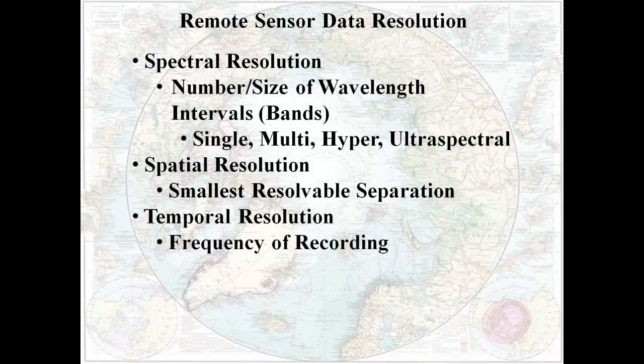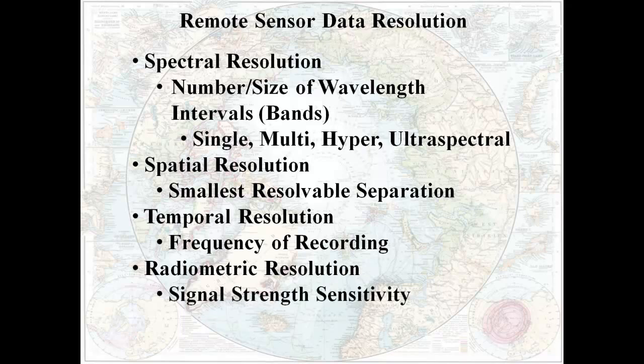Temporal resolution has to do with how often we record the data. And you can imagine a lot of this stuff is satellite data. Satellites, depending upon the altitude that their orbit is at, are going to pass over the same spot on the Earth at some frequency, and so you can only get data from that satellite at that temporal frequency.